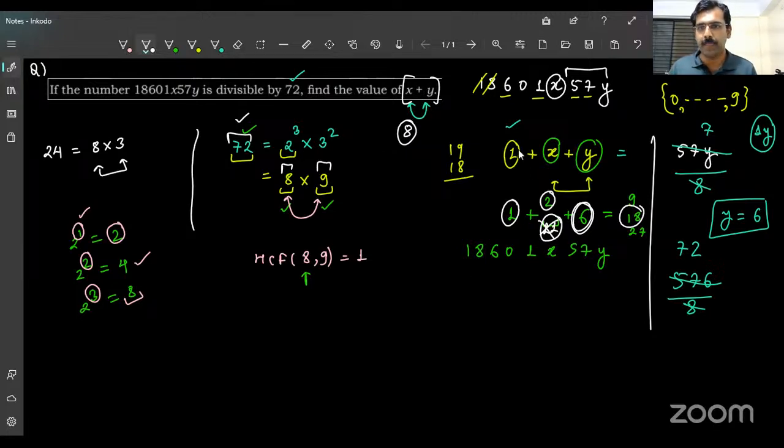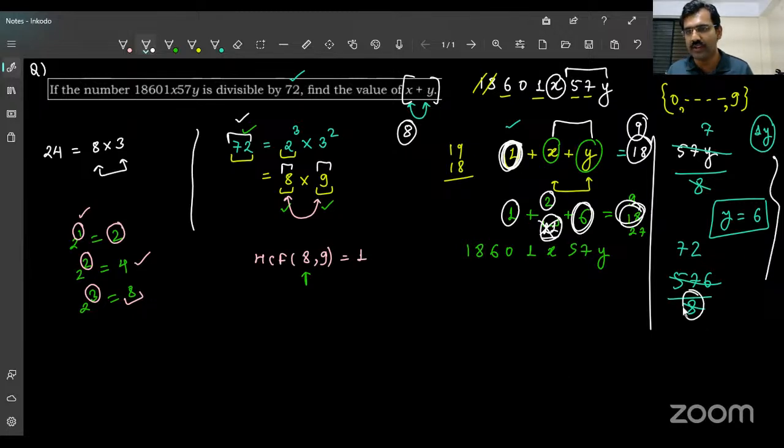Because see, 1 was already cracked. I knew that the number will be 9, 18, or 27, like that. The sum should be, so x plus y could be what? Either 9 minus 1 or 18 minus 1. But to have more clarity whether it can be 18 or not, I had to check it with 8. I had to check whether this number is divisible by 8 or not. So this is how we'll proceed with this category of questions.